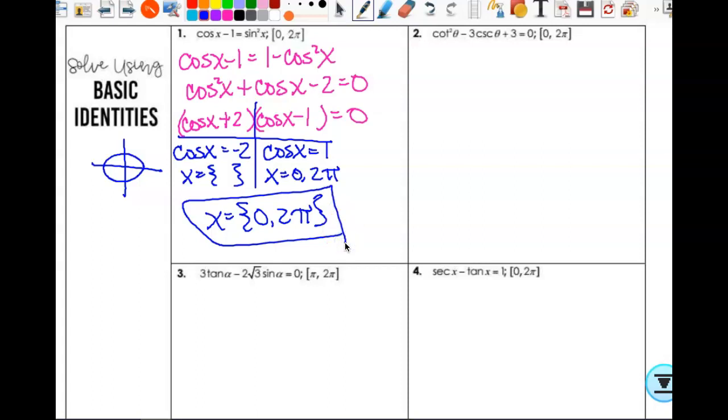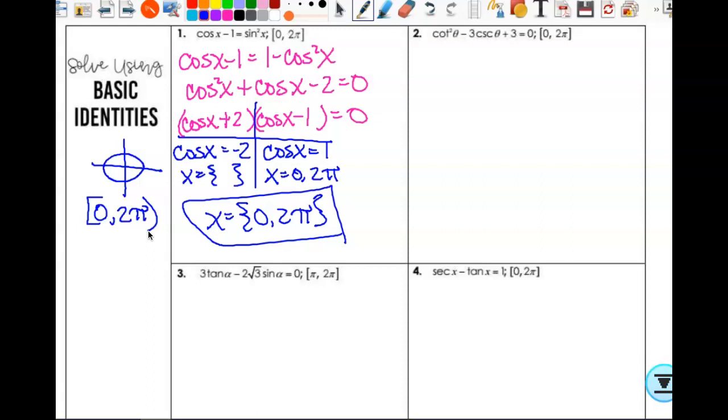So that interval that you're given, that 0 to 2 pi, sometimes that can be written like this. If so, your only answer would be 0 in this case, but since they both have brackets, that's why it's 0 and 2 pi. Okay? We're good on that? All right, so let's look at number 2.